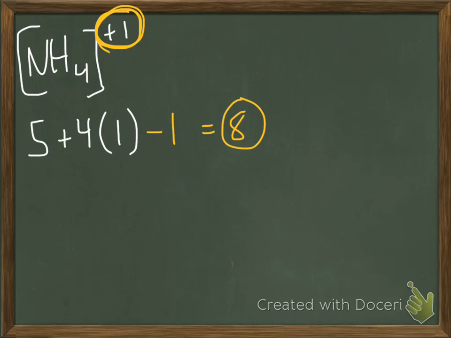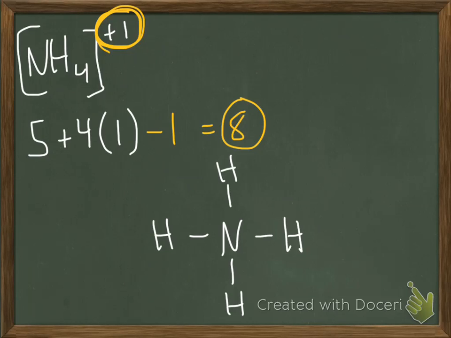So let's draw this thing. We have a nitrogen and we have 4 hydrogens. So the hydrogens are just going to go on the outside like this. Alright, now let's count and see how many we have. 2, 4, 6, 8. Okay, so that's how many I'm supposed to have. So I'm finished drawing things.